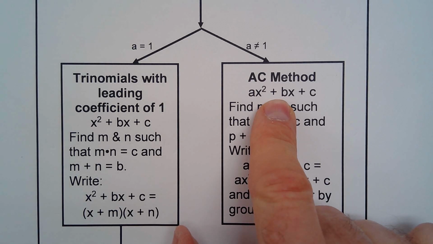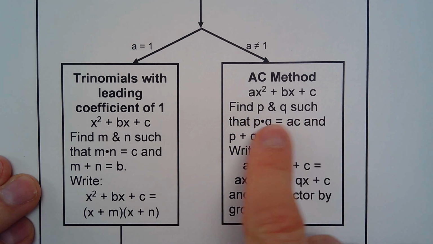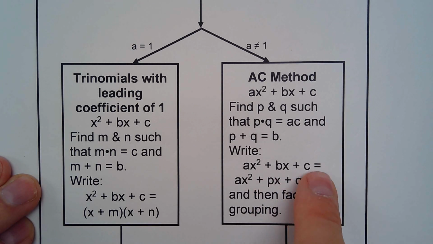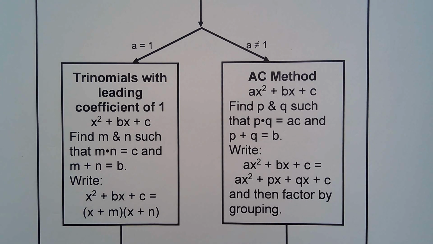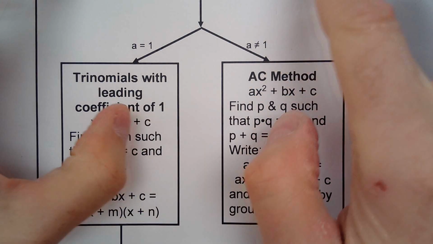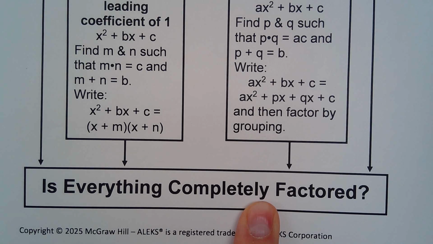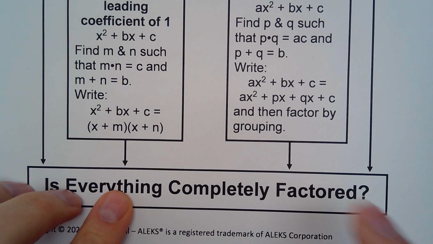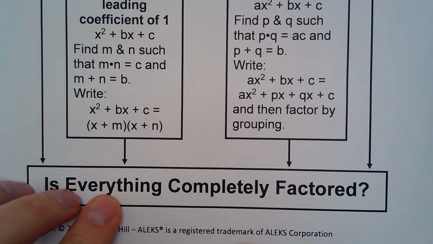Or for those that want to use trial and error, you can use the trial and error here. We want to find p and q such that p times q is a times c, and p plus q equals b. You're going to rewrite ax squared plus bx plus c as ax squared plus px plus qx plus c, and then factor by grouping. And once you've done your factoring, you got to go down here at the bottom. Check, is everything completely factored? If not, run it back through this process. Whatever part's not completely factored, take it back through this process to get it completely factored.